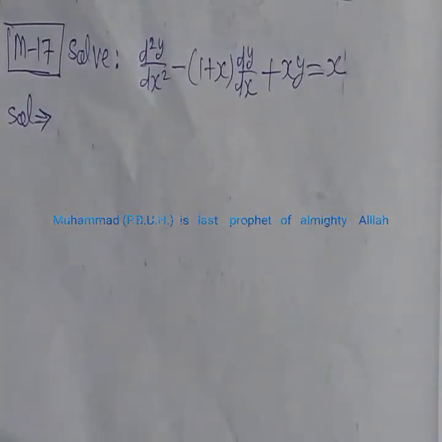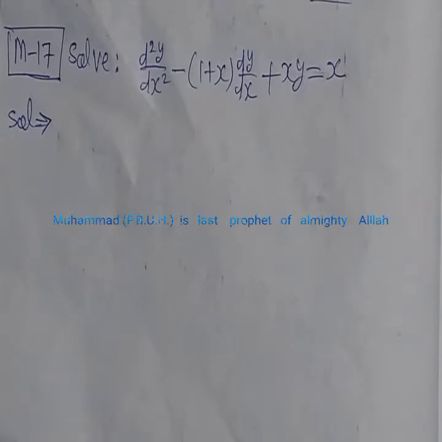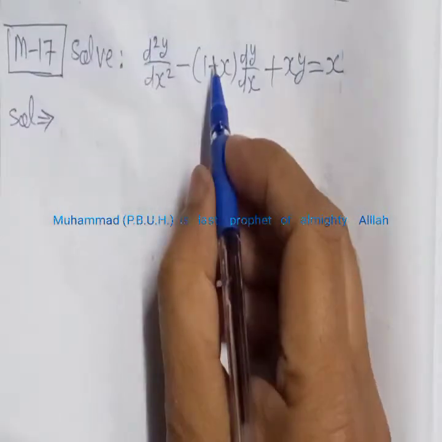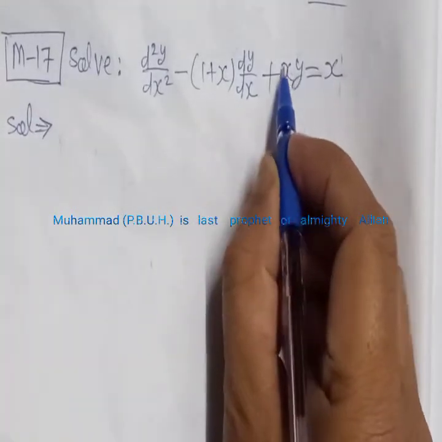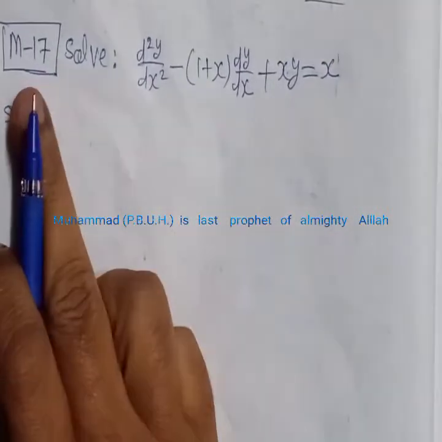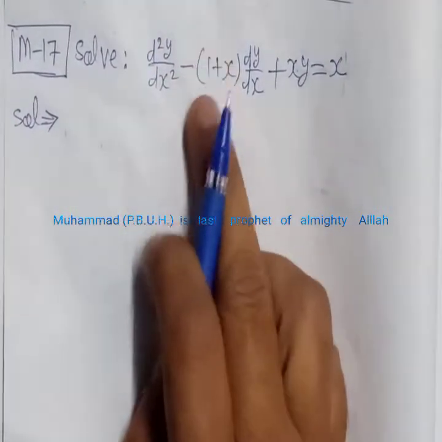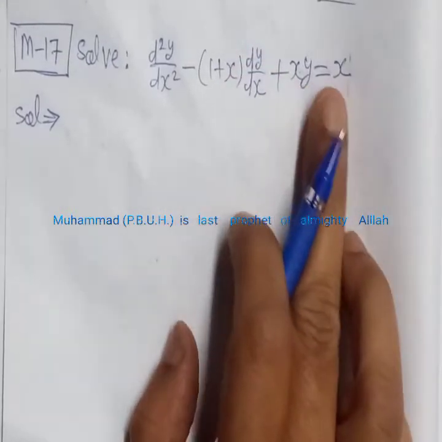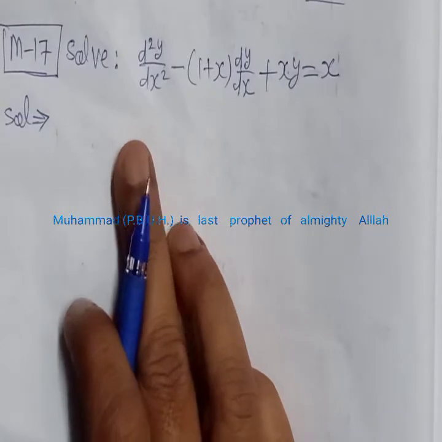This problem is related to differential equations, in the chapter on linear equations of second order with variable coefficients, because we see here that 1 plus x is a variable coefficient and also the coefficient of y is x, which is variable. This is a differential equation of second order. Solve d2y over dx square minus (1 plus x) dy over dx plus xy is equal to x. This is the problem to solve.